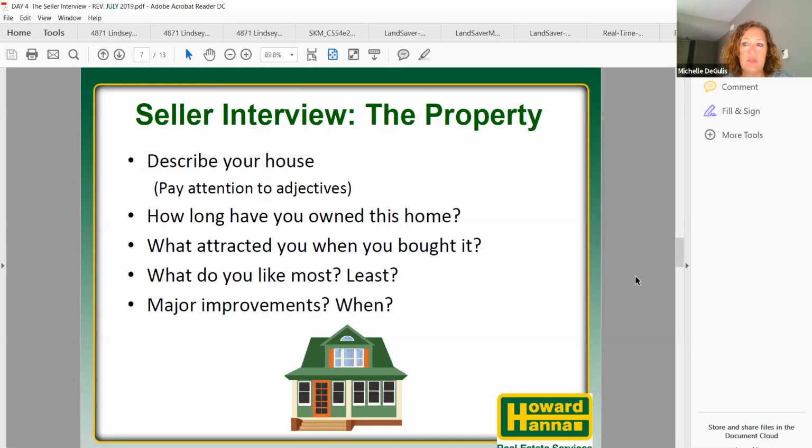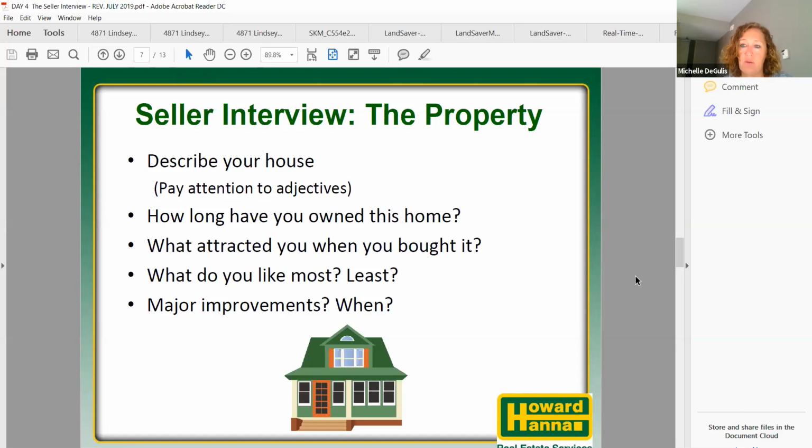Then there might be that person who raised their family in the home. They've been there 35 years or more, so there's going to be a lot more emotion involved. Listening to them during this time period is one of the most important things during a listing presentation or a seller interview. Don't be the person that talks too much and they don't get a chance to really explain what they desire. So first of all, ask them to describe their house, and pay attention to the adjectives they use.